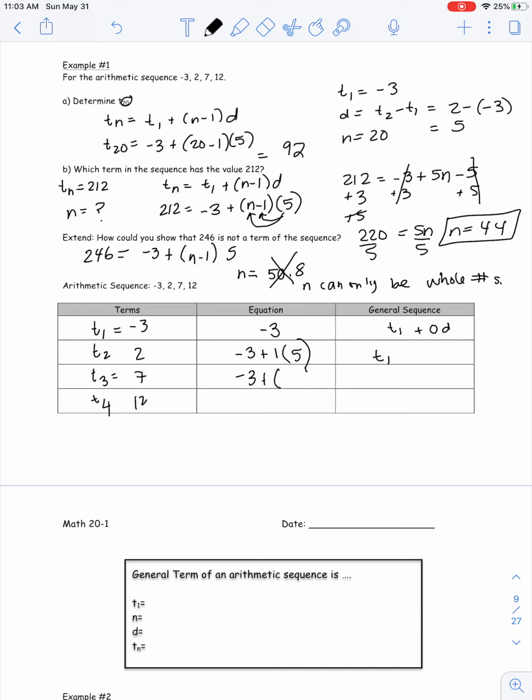In the next case, we're multiplying by 2 times our common difference. So it's always 1 less than the term number. If we're on term 3, we're adding 2 sets of these common differences. If we're on term 4, we're multiplying 3 times 5 and adding that to our first term. So as you can see, there's a pattern that's formed.